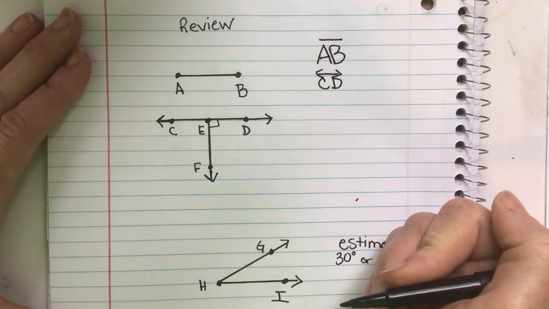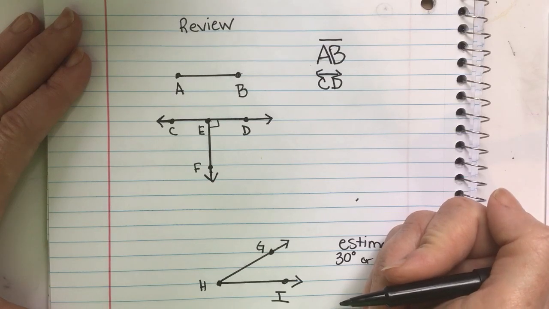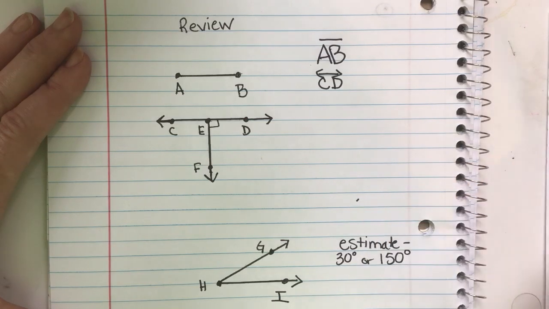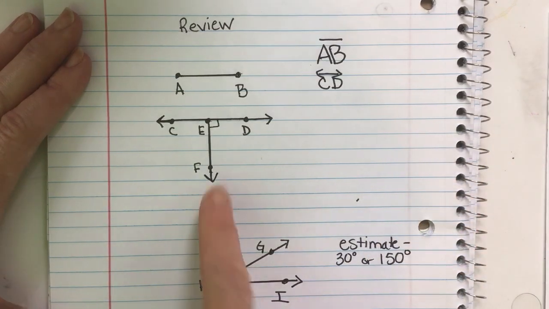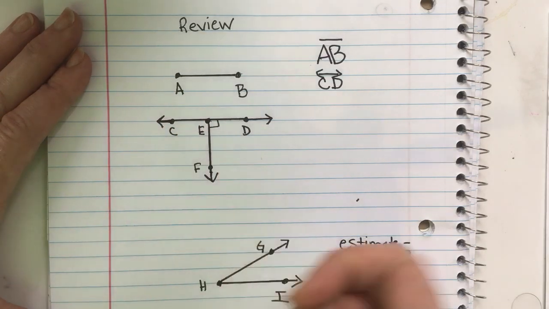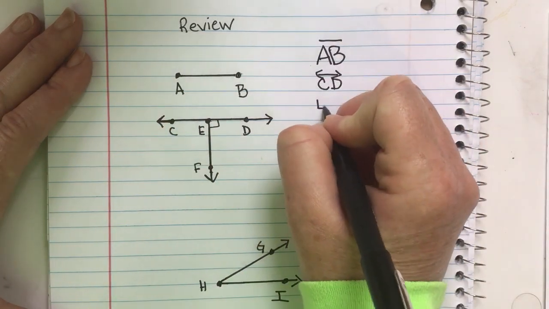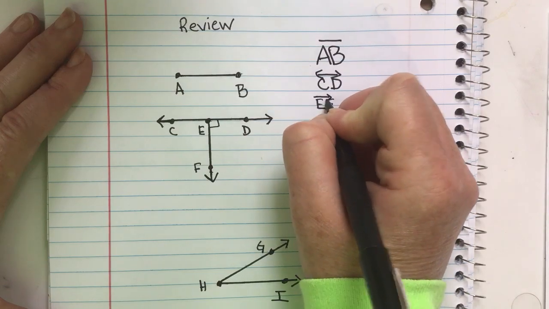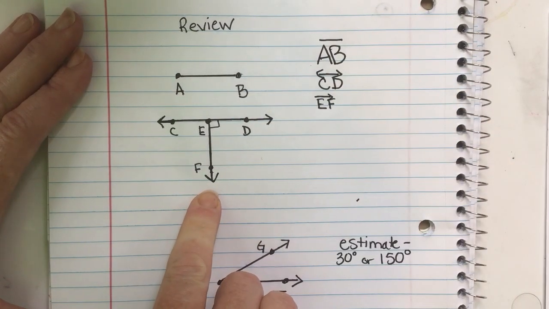Okay. Next is a ray. See if you can find one. Think about how you would write it. A ray goes on in one direction, and the endpoint is on one side. So this right here would be considered ray EF, and I'm going to write the arrow going towards the F because that's the arrow in the picture.